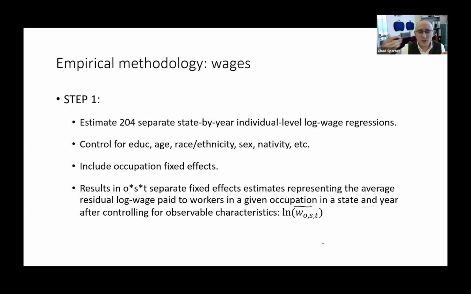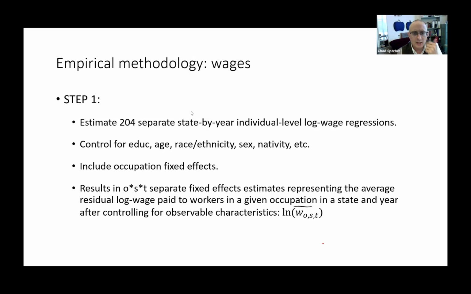And if we run all of these regressions, and you think that we have 200 regressions multiplied by 400 occupations, conceptually, we have something like 80,000 individual fixed effects coefficients for a specific occupation in a specific state at a specific period of time. We don't really have 80,000 because not every state has every occupation and so forth. But, in principle, that's what we're doing. And what those individual coefficients represent is the log wage paid to an occupation in a state at a period of time, controlling for individual demographic characteristics.